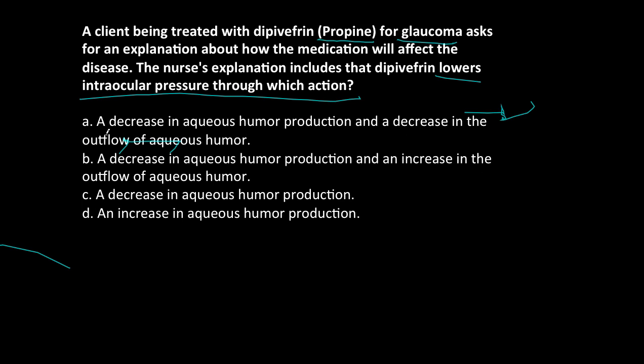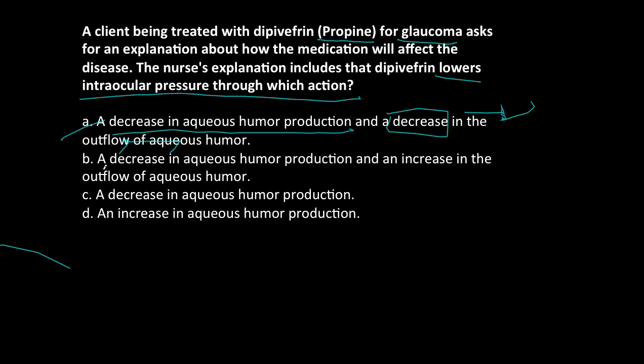So what makes the most sense? A decrease in aqueous humor production and a decrease in the outflow of aqueous humor. Well, a decrease in the aqueous humor production would help so we don't have such a buildup of that fluid, but do we want to decrease the outflow? No, we want the outflow to be increased, right? Because we want to get rid of it. So that can't be it.